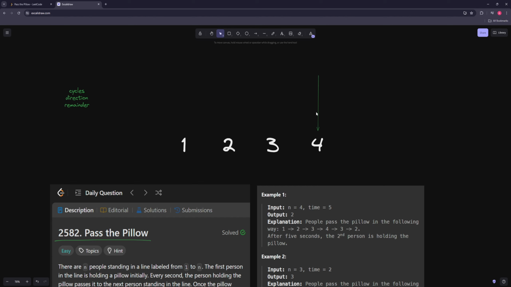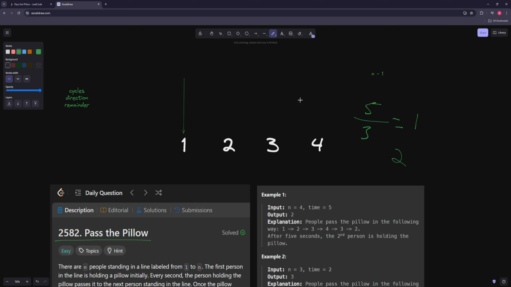So for example here, a cycle takes 3 seconds, right? A cycle just goes from one end to the other. So a cycle will always take n minus 1 seconds, because it's like 1, 2, 3, right? So we can just take our time and divide it by n minus 1, which is 3, and we'll get some information here, right? So we have 1 cycle and we have a remainder of 2.